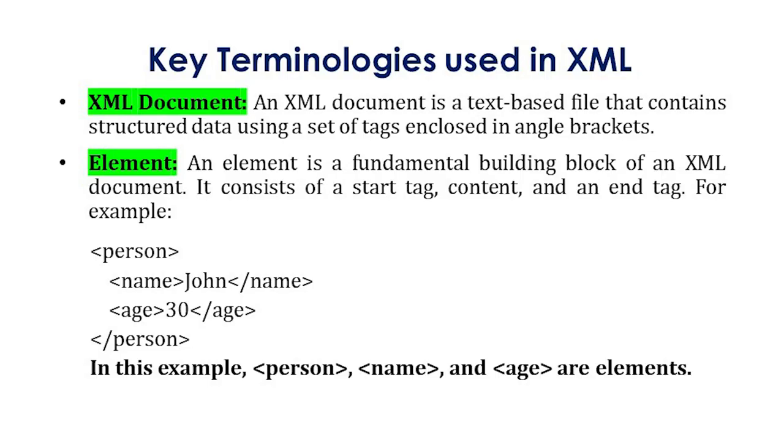Now, we will briefly discuss some of the key terminologies which are used in XML. The popular one is XML document. What is meant by an XML document? An XML document is a text-based file that contains structured data using a set of text enclosed in angle brackets. Another term is element. An element is a fundamental building block of an XML document. It consists of a start tag, content, and an end tag. For example, there is a tag named person, another tag named name, another one is age, etc.